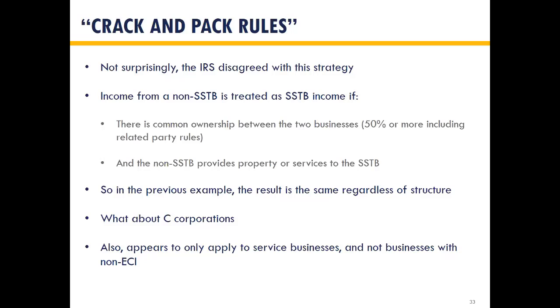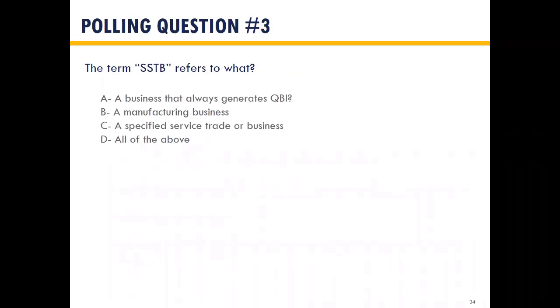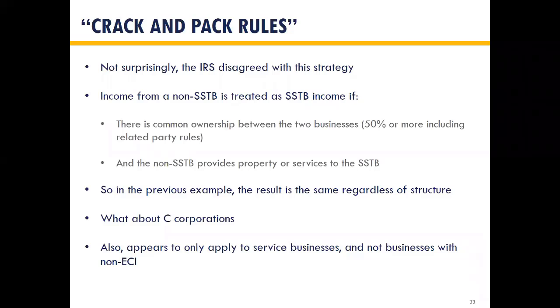And it does not appear to affect businesses that have effectively connected income or non-effectively connected income. So a business with good ECI, it would appear, can crack itself open, pull out the good stuff, and pack it into another entity to generate 199A eligible ECI income.